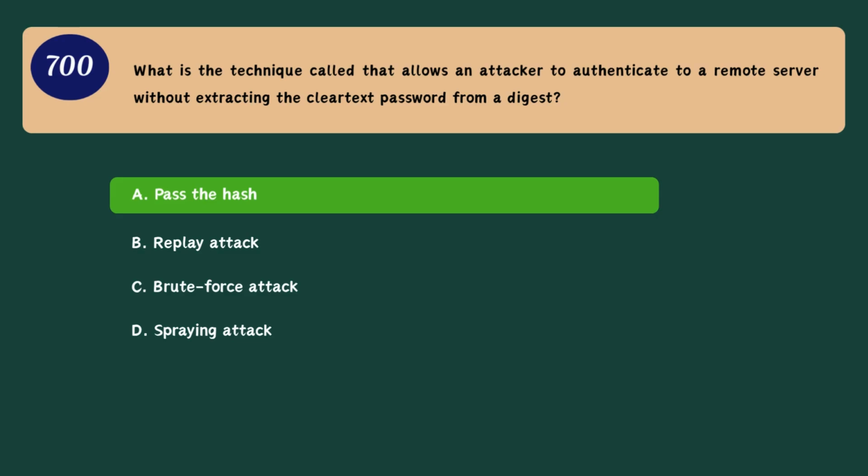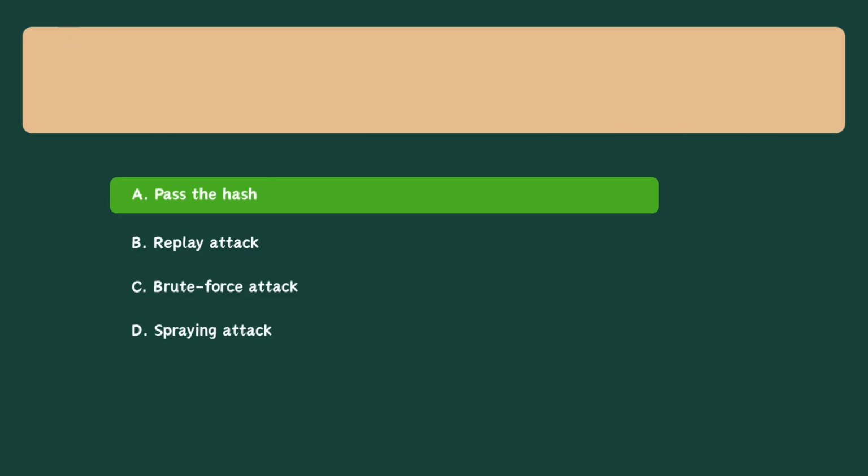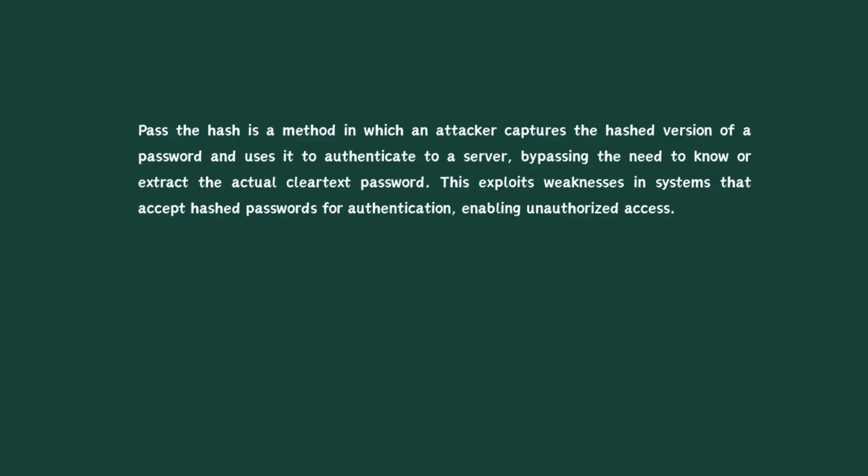Correct answer. A. Pass the hash. Pass the hash is a method in which an attacker captures the hashed version of a password and uses it to authenticate to a server, bypassing the need to know or extract the actual cleartext password. This exploits weaknesses in systems that accept hashed passwords for authentication, enabling unauthorized access.